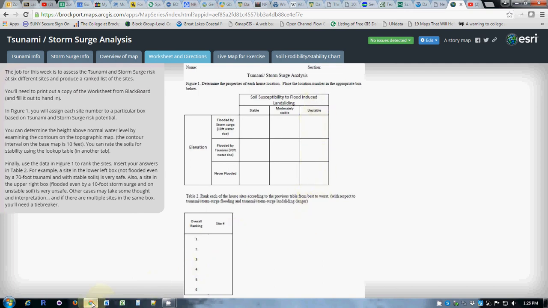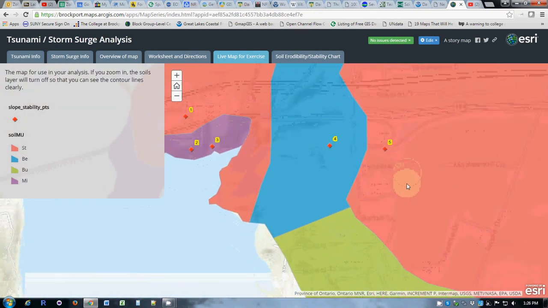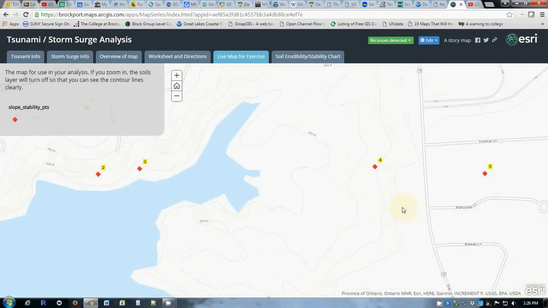And looking closer at the map, if we zoom in, as it did before, we find that the soil type disappears and the topo map becomes clear. As I said in the exercise, these are 10-foot contour intervals. So here's the water level. Every time we cross a contour interval, moving uphill toward a site, that's 10 more feet. So if this is normal water level, that's 10, 20, 30, 40, 50, 60, 70, 80, 90. It looks like 100 feet above.